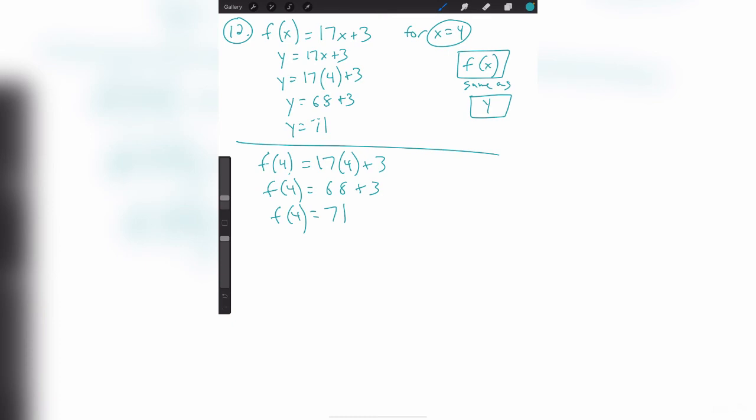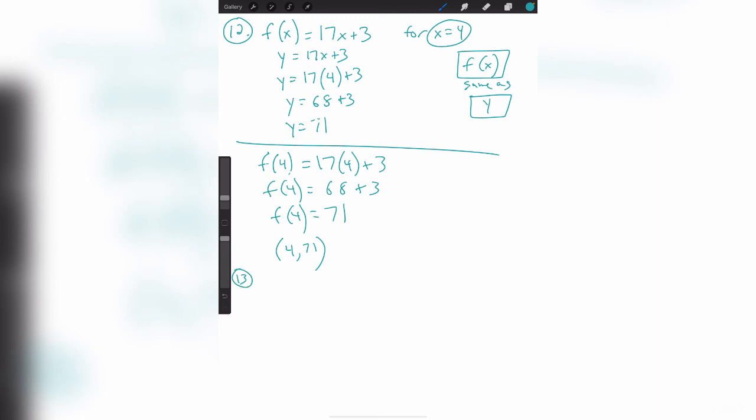So in the very end here, the question said, evaluate each function for the given value, and then write the input x and output f of x as an ordered pair, okay? So we knew that this was our x value, and this is what it equaled in the end. So our final answer would be 4, 71. That if I were to enter 4 into here in the very beginning, my answer would be 71. All right, so we have to get used to this. It might seem kind of weird at first, but it's not that bad.